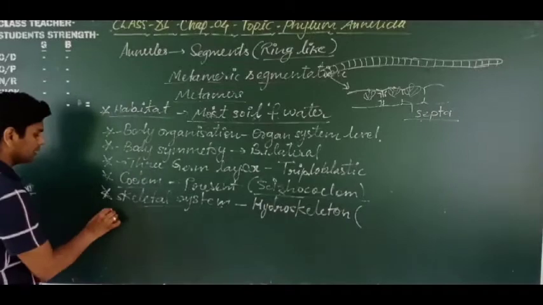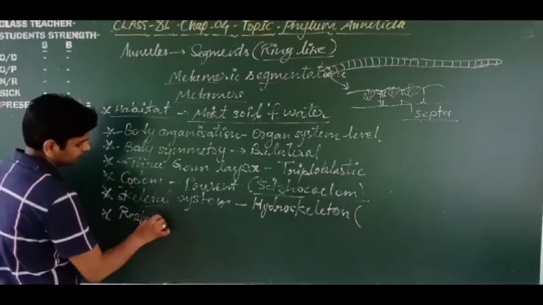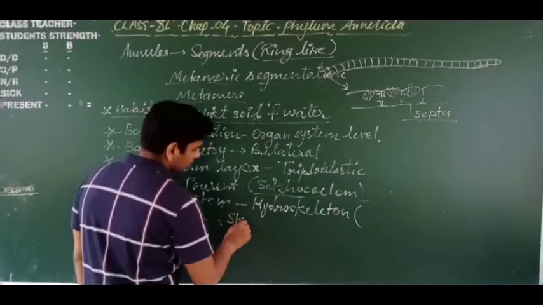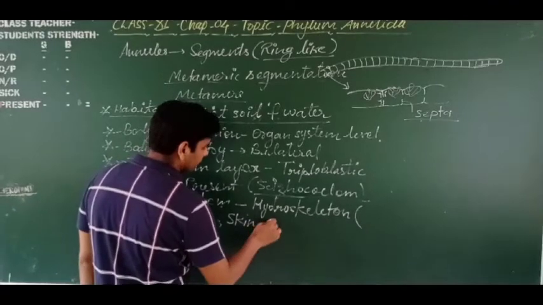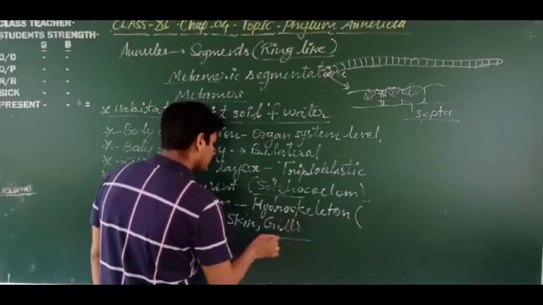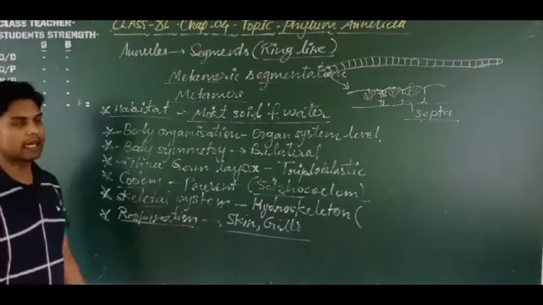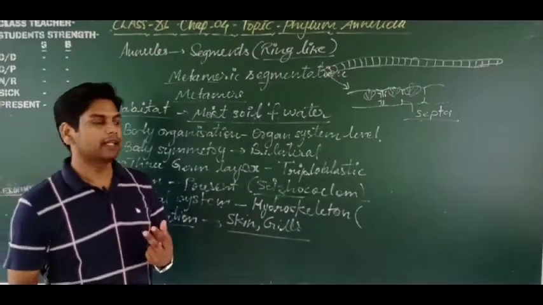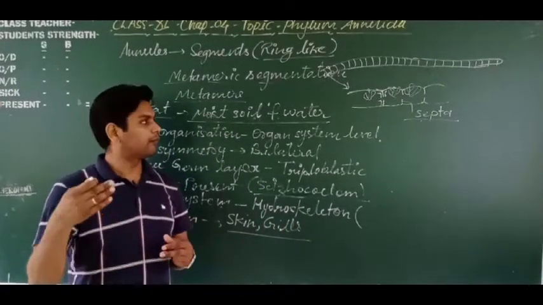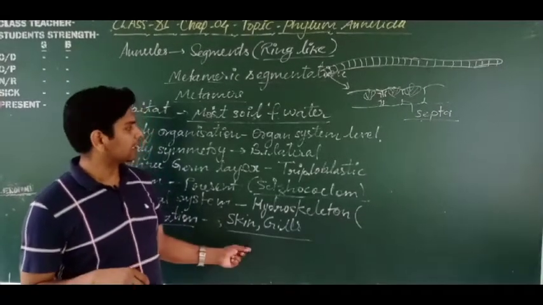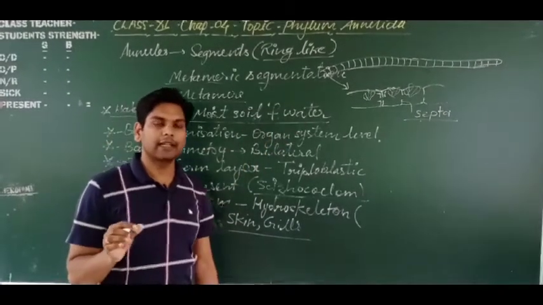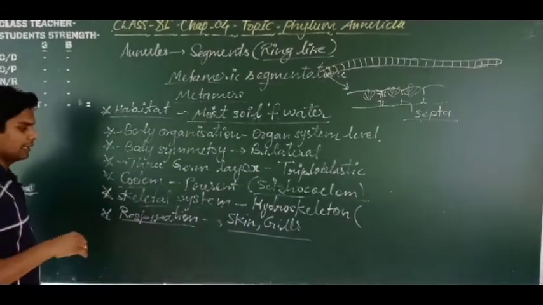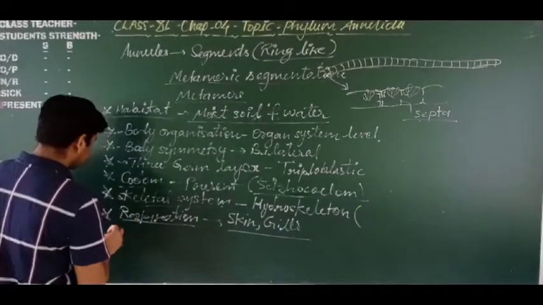Got it? Next one is respiration. So respiration occurs through skin, mainly through skin, and sometimes through gills. In the skin, a number of pores are present. That is why they can diffuse carbon dioxide from the body, and from soil they can absorb oxygen. In moist soil water is present, and from water they can absorb oxygen. So respiration occurs through the skin, and in some animals through the gills.